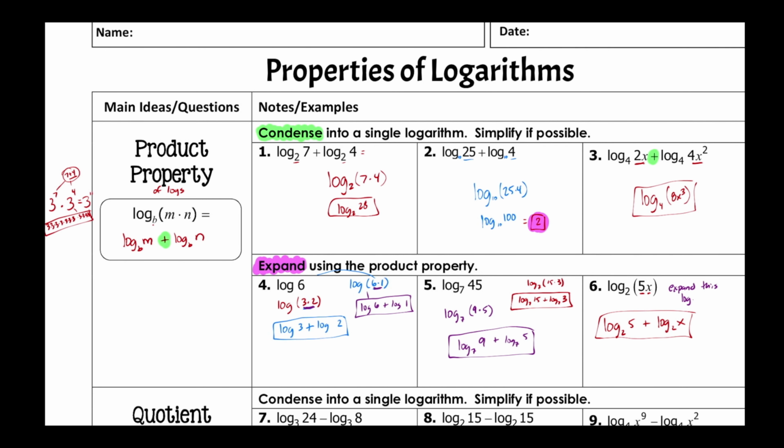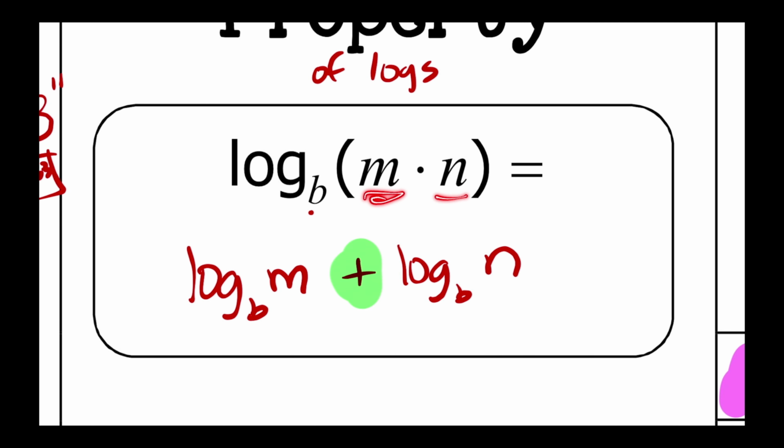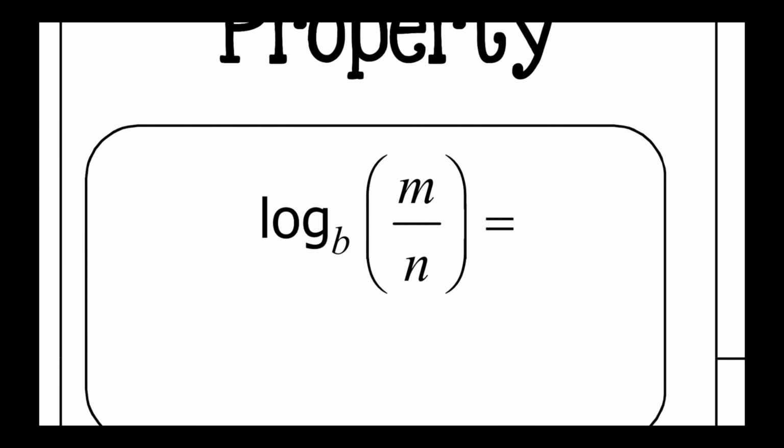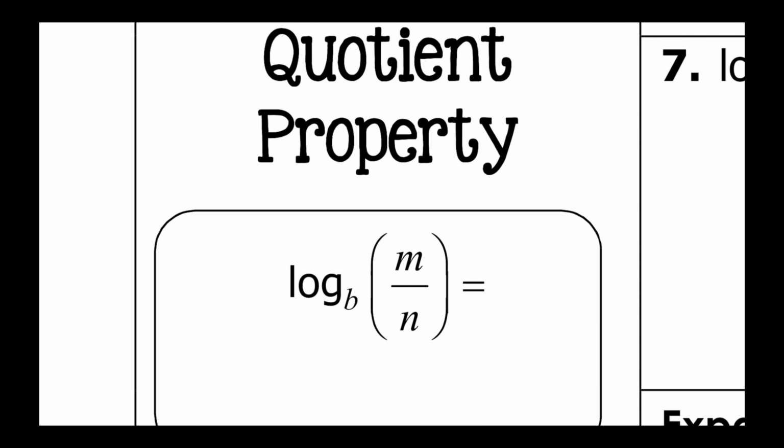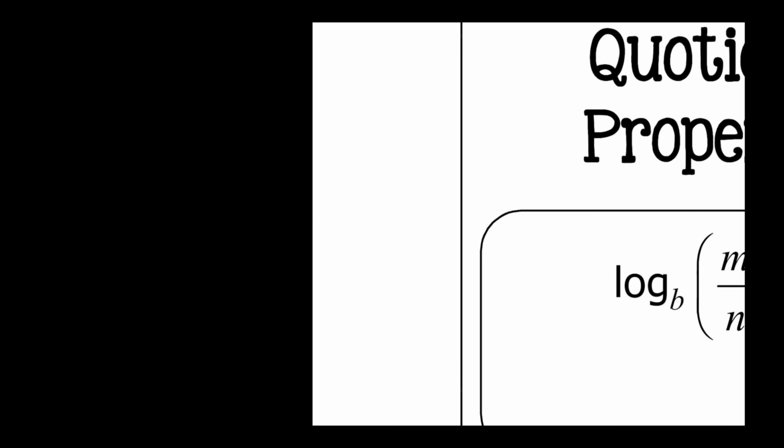Now remember, product property, we add the logs, right? If we're taking the log of a product, we add the exponents or add the logs. Well, what if I'm taking the log of a quotient, of a division problem? What do you do with the exponents then? If I'm dividing two of the same base, what do I do with the exponents? For example, if I was doing 13 to the 10th over 13 to the 3rd, what do I do? Same base, but I'm dividing now. What do I do to the exponents?